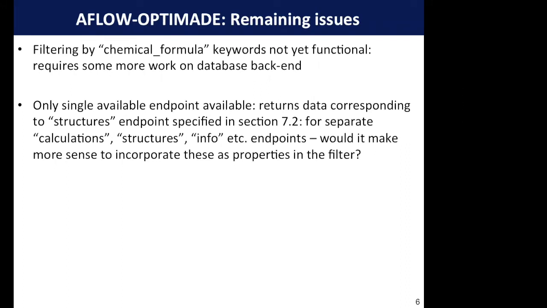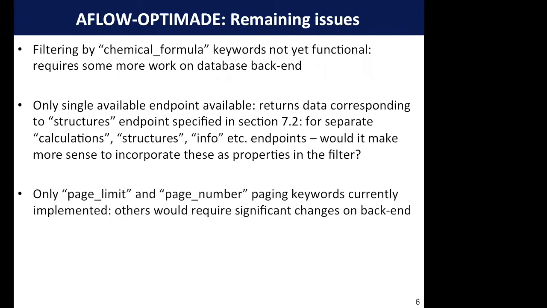We're also not sure conceptually how much sense it makes to have all these different endpoints, because to us, all of these things are basically just, well, maybe with the exception of something like info, but a calculation and a structure to us is just a property of a calculation. So we're not really sure how much sense all these different endpoints make, and it just makes it a lot more complicated. There's also paging: the only paging we've implemented at the moment is page limit and page number. Things like offset require a lot of work on our back end, so we haven't really tried to do this at all yet.